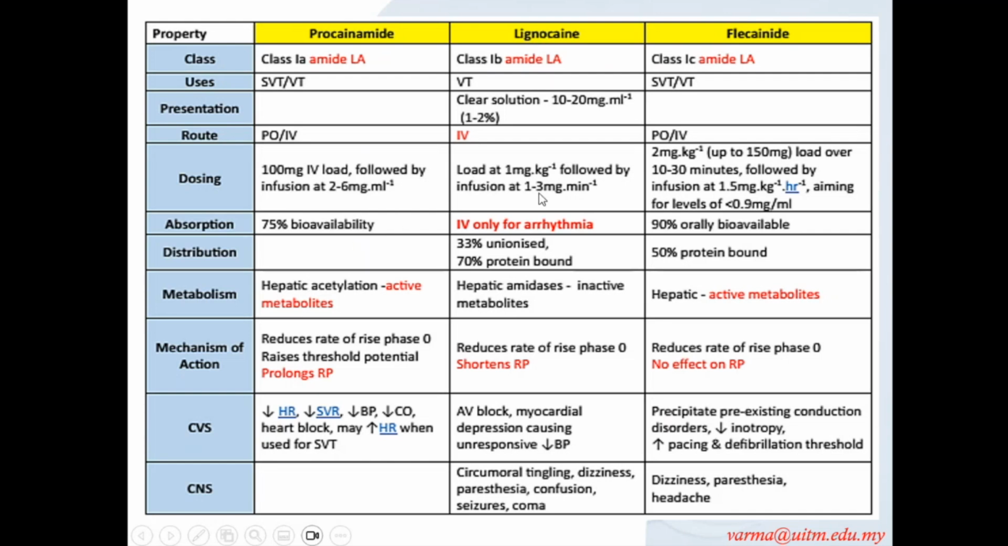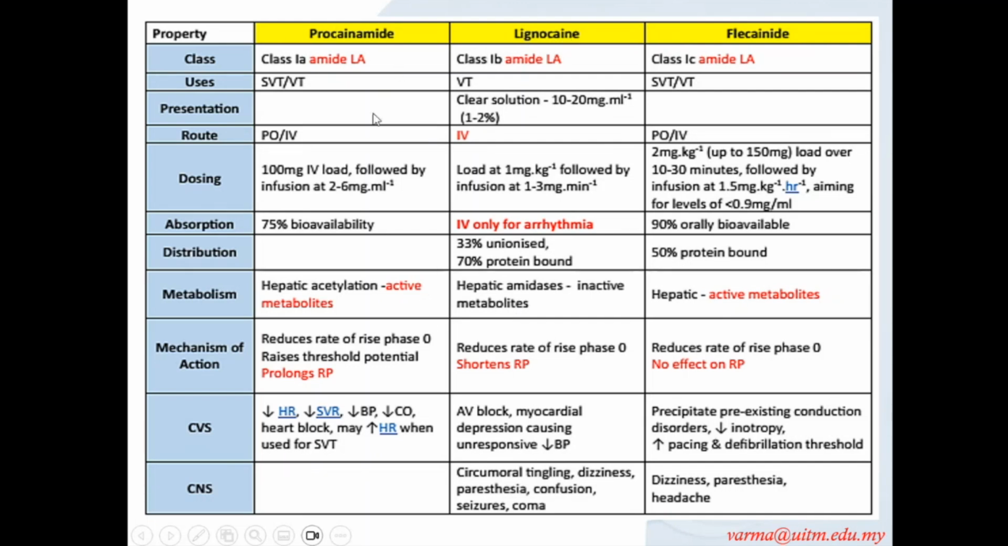Okay, the dosing, I just kept it here for my knowledge, not important. Just lignocaine 100% bioavailability because it's IV, whereas flecainide and procainamide actually have a decent bioavailability, 70 to 90%. Flecainide is 50% protein bound. Metabolism is all hepatic, just that procainamide has an active metabolite, whereas lignocaine and flecainide do not.